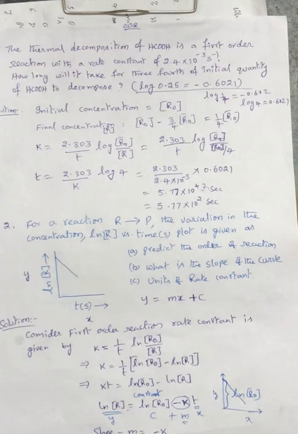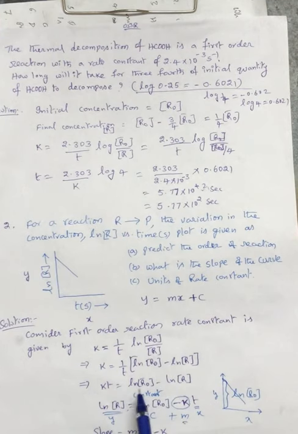So first, we need to find out whether it is first order or not. Let us consider this as a first order reaction. You know the first order reaction: K equals 1 over t ln R naught, the initial concentration, by R, the final concentration. So K equals 1 over t ln R naught minus ln R, correct? This is log A by B, log A minus log B.